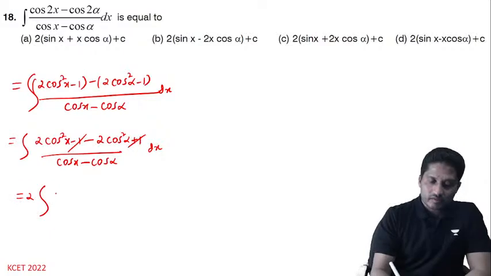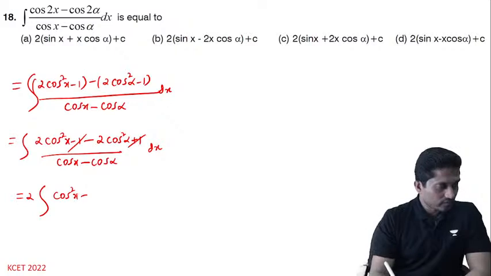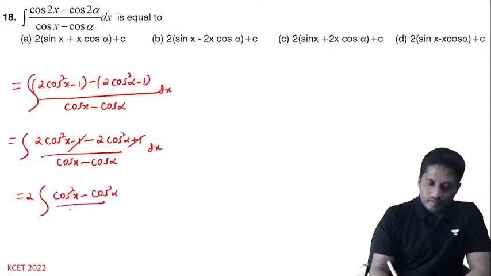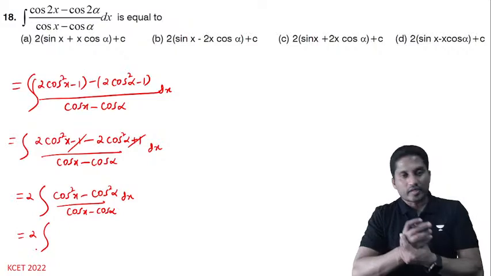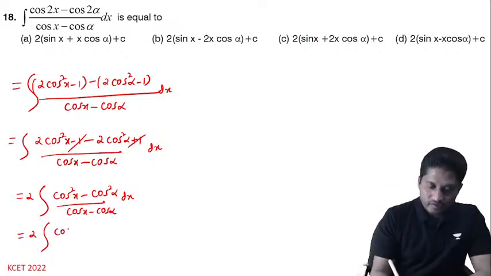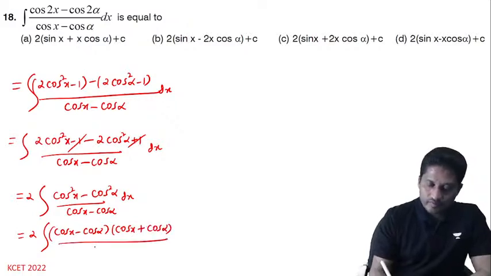2 is a constant, take it out. You will get cos square x minus cos square alpha divided by cos x minus cos alpha. Right, now I can write this as 2 times, a square minus b square is a minus b into a plus b, right? So this is cos x minus cos alpha into cos x plus cos alpha, whole divided by cos x minus cos alpha dx. This will cancel.